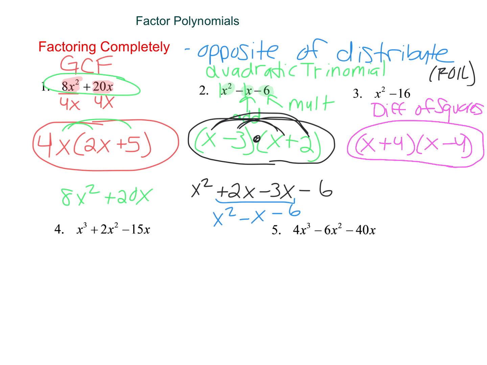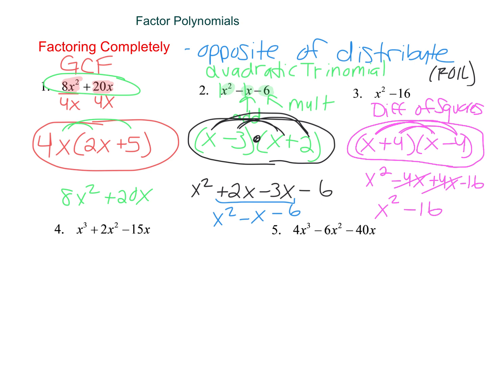If I foiled this back together to check, first times first would be x times x, which is x squared. Our outside terms would give me -4x. Our inside terms would cancel because we get a +4x. And last times last is -16. So when I combine like terms, these add to give us 0x. Or notice that the x term is missing.